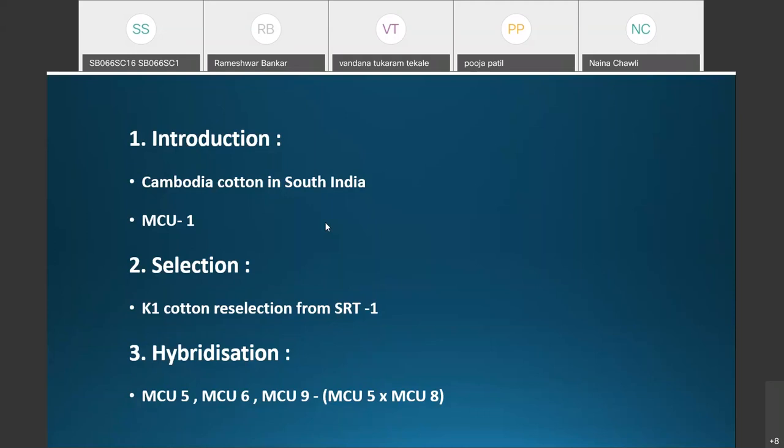MCU5, MCU6, MCU9. MCU9 is the progeny of two parents, MCU5 and MCU8. These are the varieties of cotton which were released by the hybridization method.